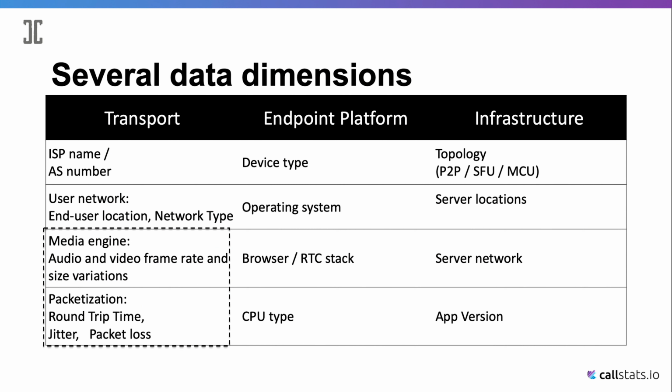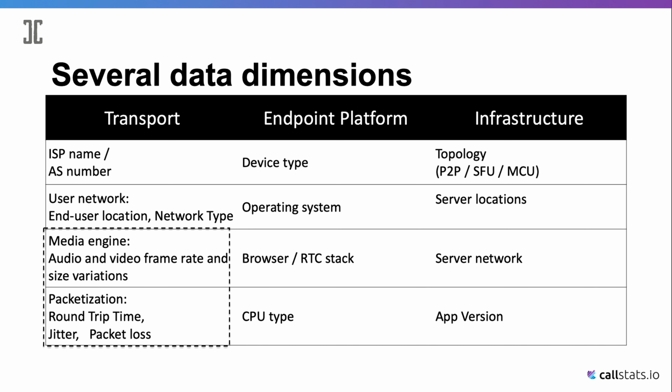And lastly, you have infrastructure, which would be, if you're using a TURN server only, then you have the TURN server addresses. But if you're using an SFU, then you could have server locations in the server network, and so on and so forth. So you can build on top of getStats a very rich set of metrics just by pulling more data from within the system or from adjacent systems.